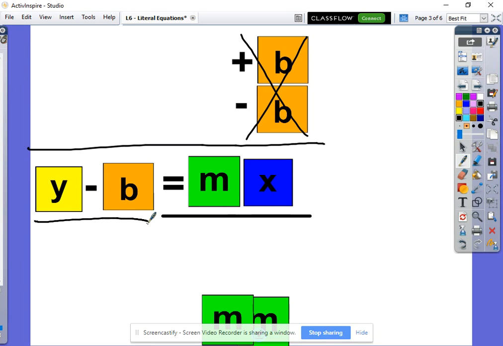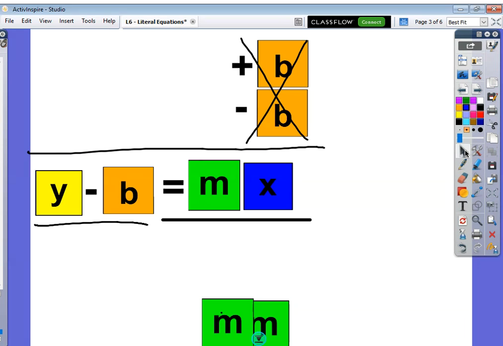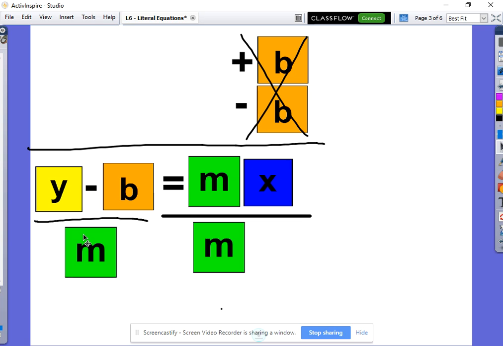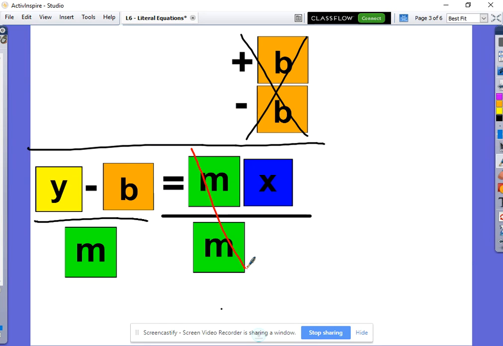We need to divide on both sides by what we're trying to move over. So we're trying to move over that M term. So we need to move over the M. So if we divide by M on the right, M divided by M is 1, so those cancel out. And we're left with Y minus B all divided by M equals X. So we have accomplished what we set out to accomplish.